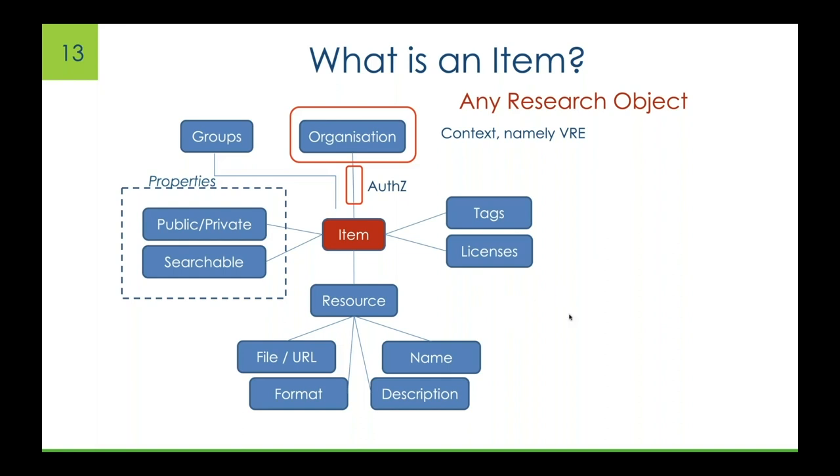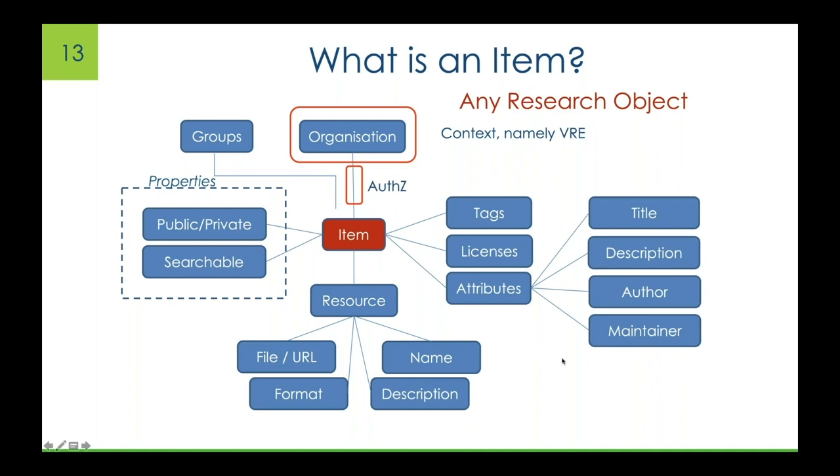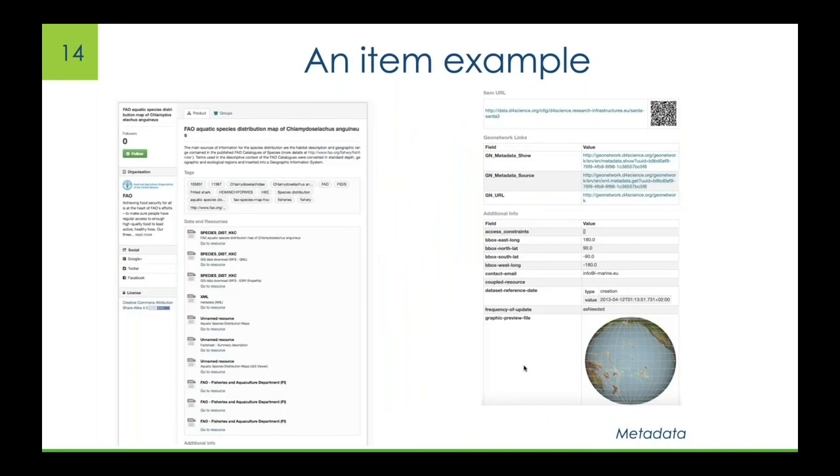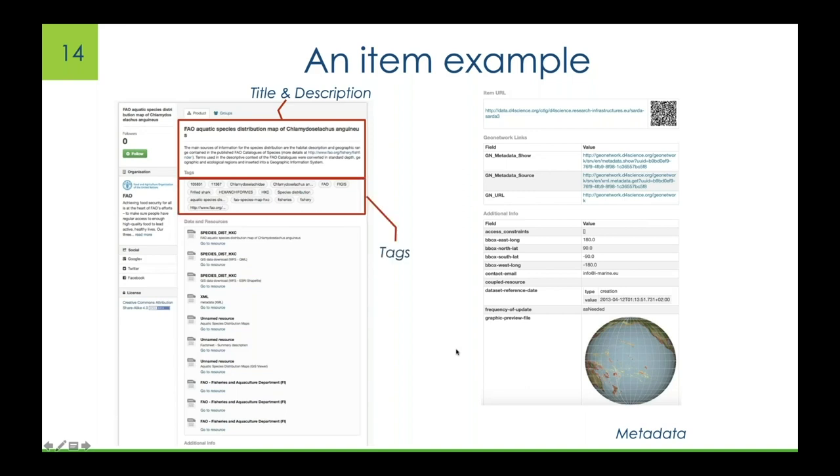If a resource is associated to the item, then a number of metadata are available. These are clearly the URL of the resource, the format, the name, and the description of the resource. There are tags and licenses that are specified for any item and are mandatory, plus a number of attributes. The mandatory ones are title, description, author, and maintainer, but additional, specific metadata can be associated to any item in the catalog. So this is, let me say, the item model.